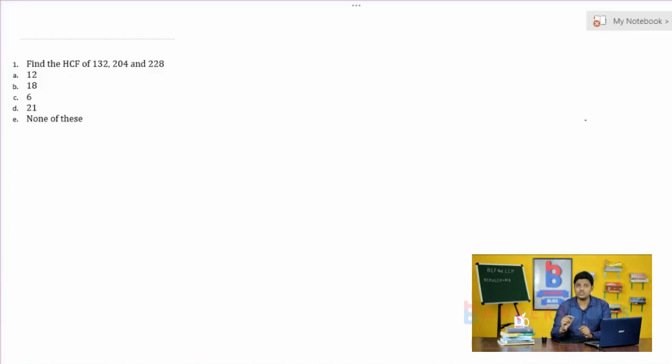If the number is bigger, if the number is of 3 digits, please go for the division method instead of the factorization method. So here 132, 204 and 228. Consider any two among the three. I am considering 204 and 228.